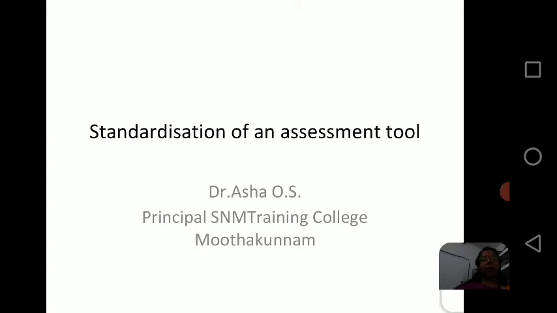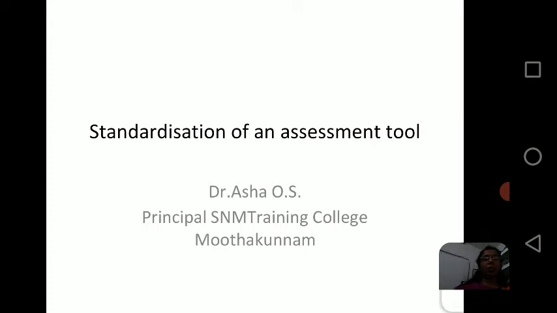Okay, dear all, let us move on to the third segment of our topic, achievement test, that is standardization of an assessment tool. It is generally entitled as standardization of an assessment tool. It is particularly explained based on the achievement test, that means standardization of an achievement test. The standardization procedure is suitable for any assessment tool. That is why I have entitled it as standardization of an assessment tool.